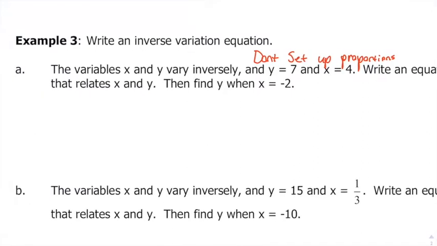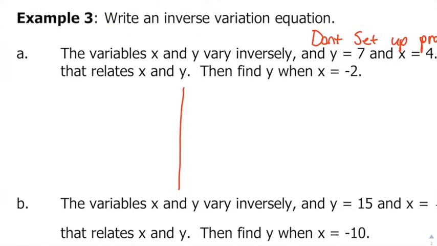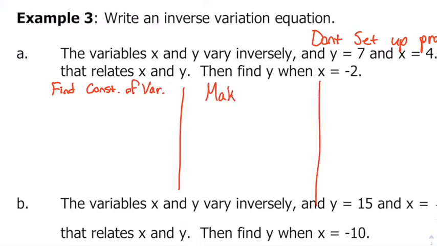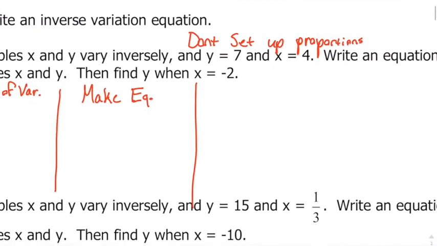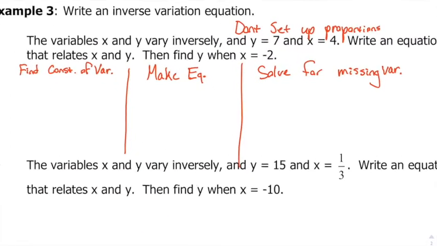The typical way I solve these problems is in 3 steps. What we're going to do is find the constant of variation, I'm just going to abbreviate that. Then we're going to make an equation. And then after that, we're going to solve for the missing variable. Sometimes they ask us to answer a follow-up question. So, 3 things here.